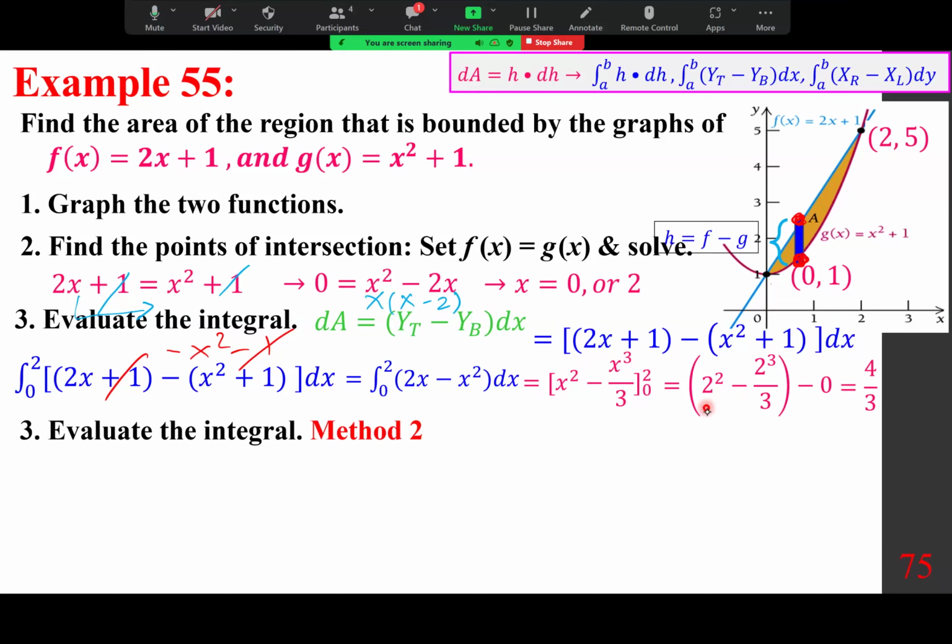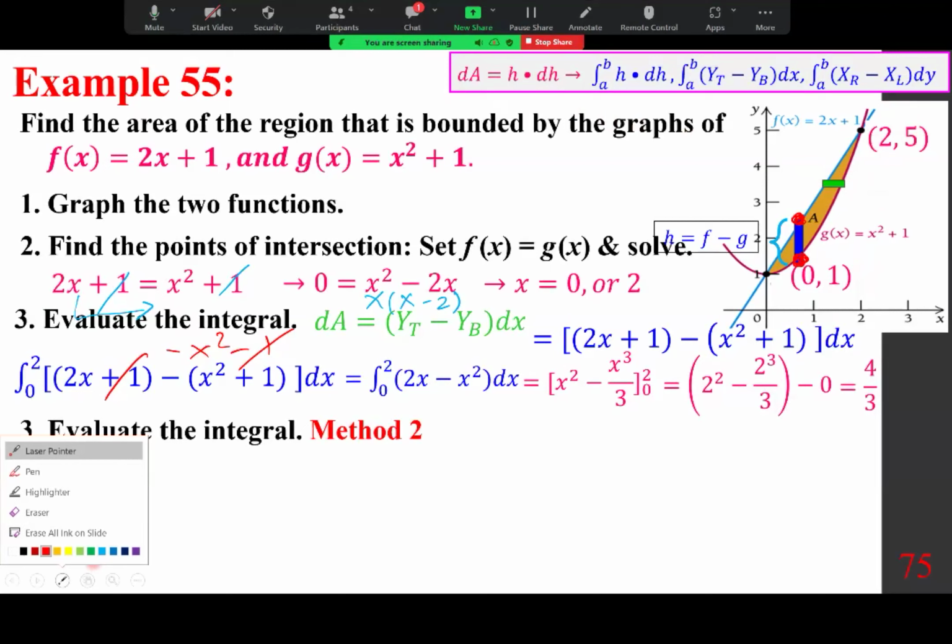Now, there's something interesting about this. We can do method 2. Notice this curve is completely on the right side of the line. So we can go with a horizontal strip, which means we can evaluate that from the bottom, which is 1, to the top, which is 5. So this would have h dh, now dh is dy.